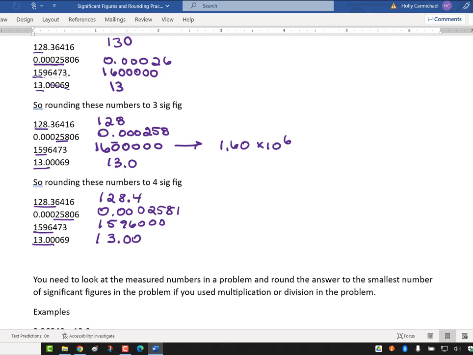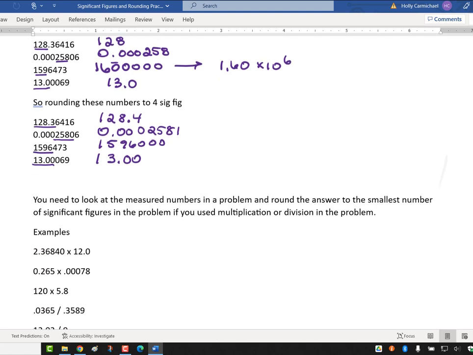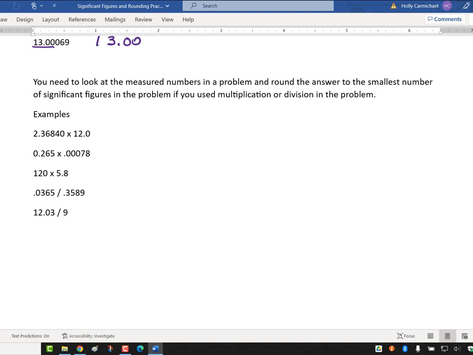Okay, so that's just rounding. Now, you've got to be able to apply this rounding. So remember, if you multiply or divide, your answer needs to have the same number of significant figures as the smallest number of significant figures in the measured values. So in this first one, 1, 2, 3, 4, 5, 6, this is 6 significant figures. In this one, this is only 3 significant figures. So I know my answer has to be rounded to 3.